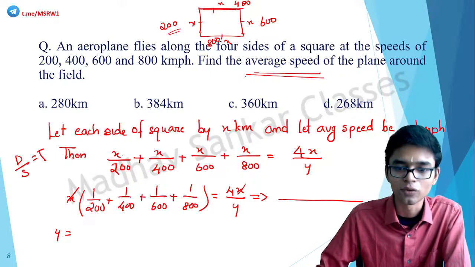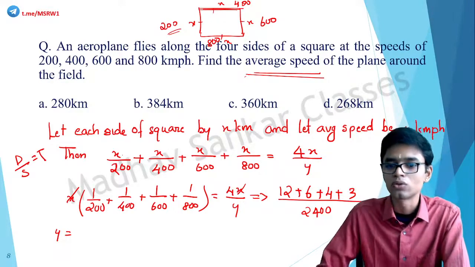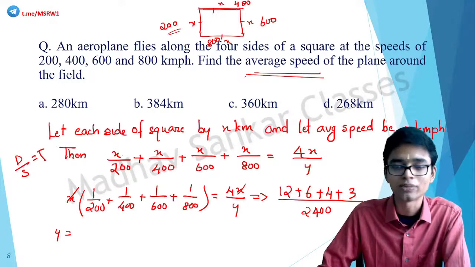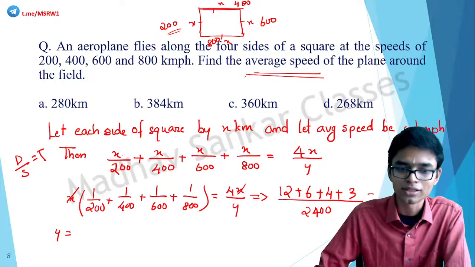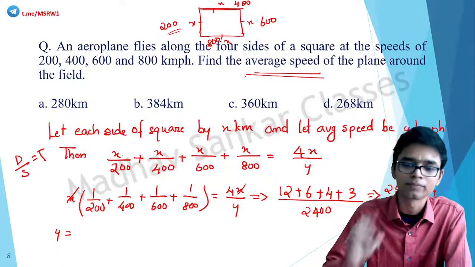LCM is 2400. 24 divided by 2, 12, plus 24 divided by 4, 6, plus 24 divided by 6, 4, plus 24 divided by 8, 3. So 12 plus 6, 18 plus 4, 22 plus 3, 25. Correct. This is equal to 25 by 2400 is equal to 4 by y.